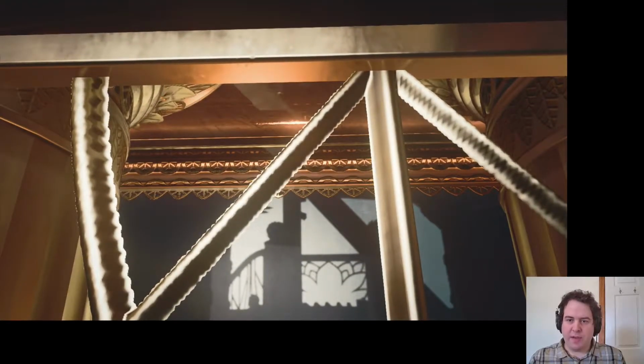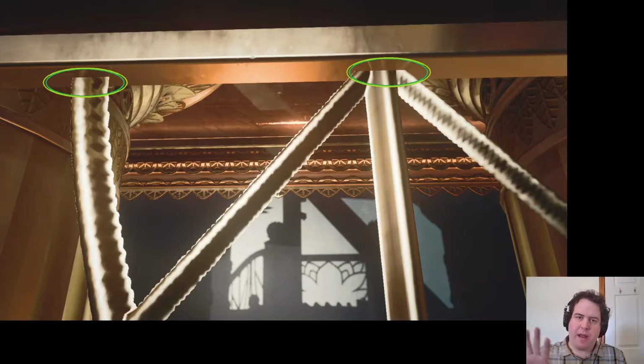And what's interesting about them is that they are a 2D texture. We can really see that where these railings meet the top railing. The top railing is a 3D object, but these railings that we see on the middle and lower half of the screen are just a 2D texture.